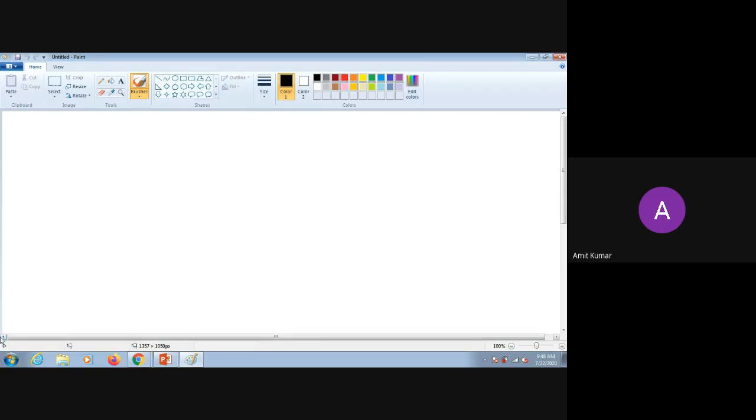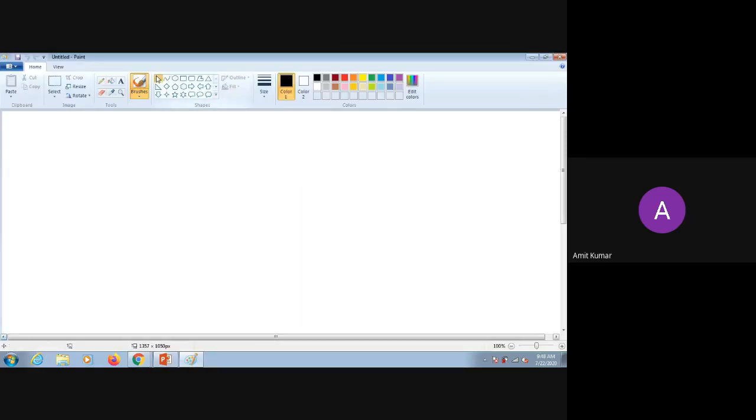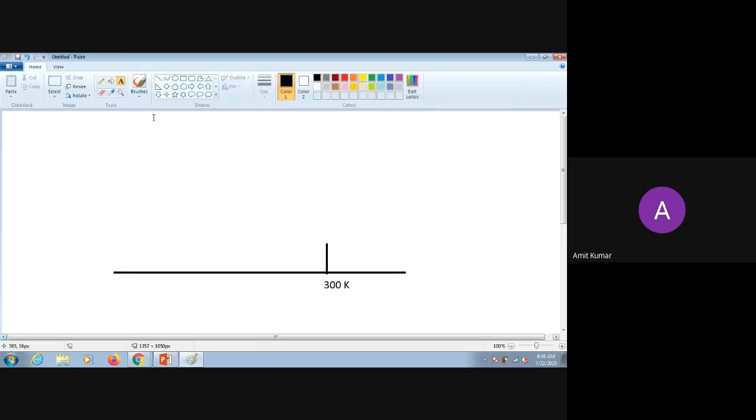So we are having the frequency bandwidth that lies between 200 and 300 kilohertz. So you have a total spectrum, where the first frequency will be 300 kilohertz and the second will be available here, that is 200 kilohertz.